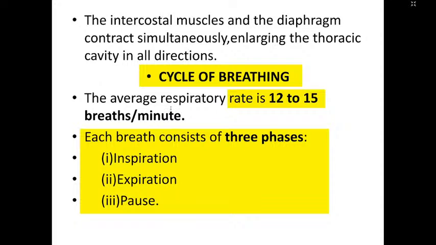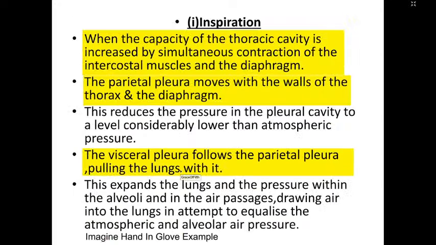So the respiratory cycle consists of around 12 to 15 times per minute. And there is inspiration, expiration, and there is a pause in between. So when the interpleural pressure is negative, it will pull the lung out. So you will suck in air.